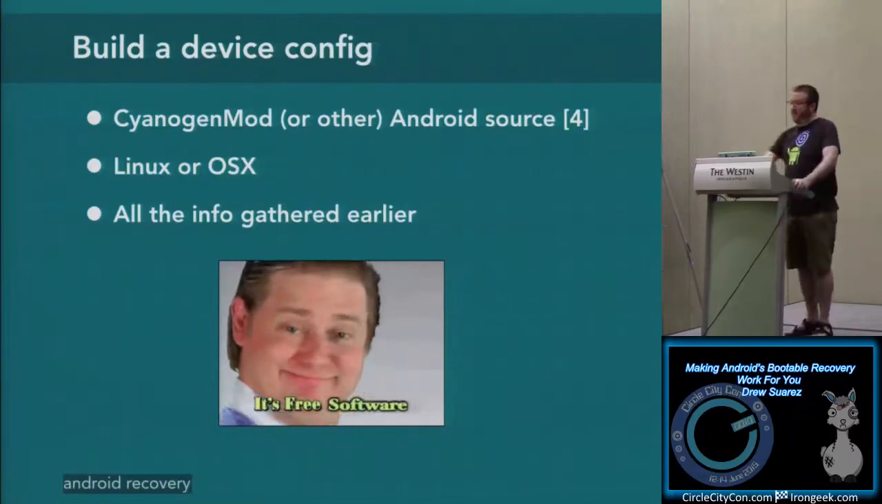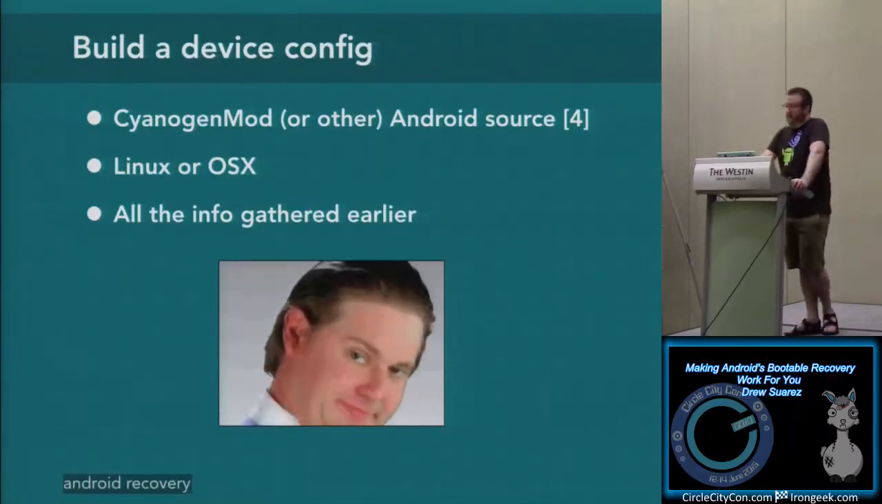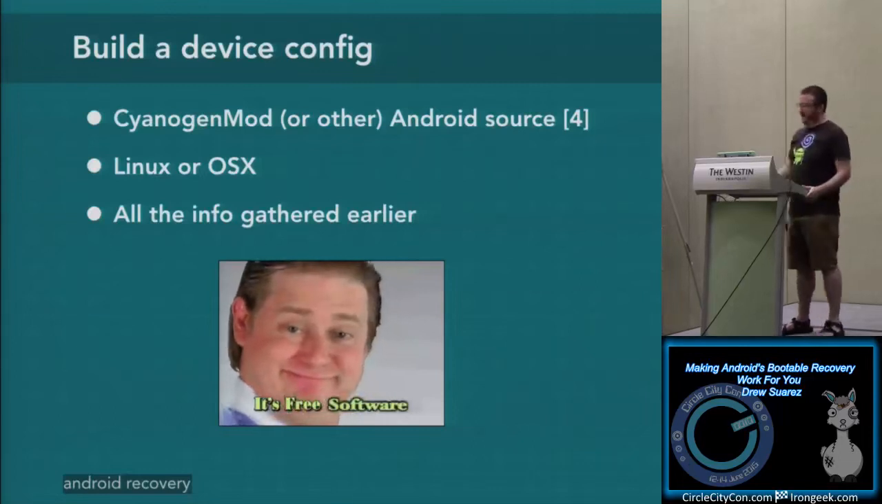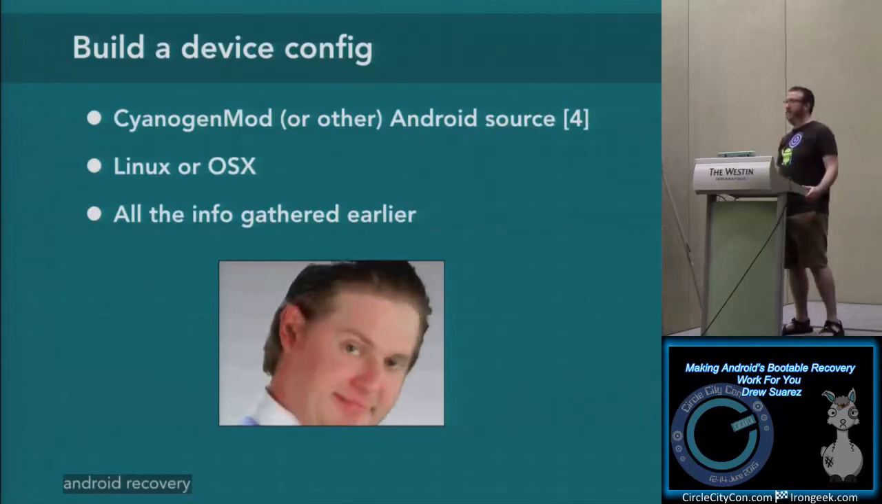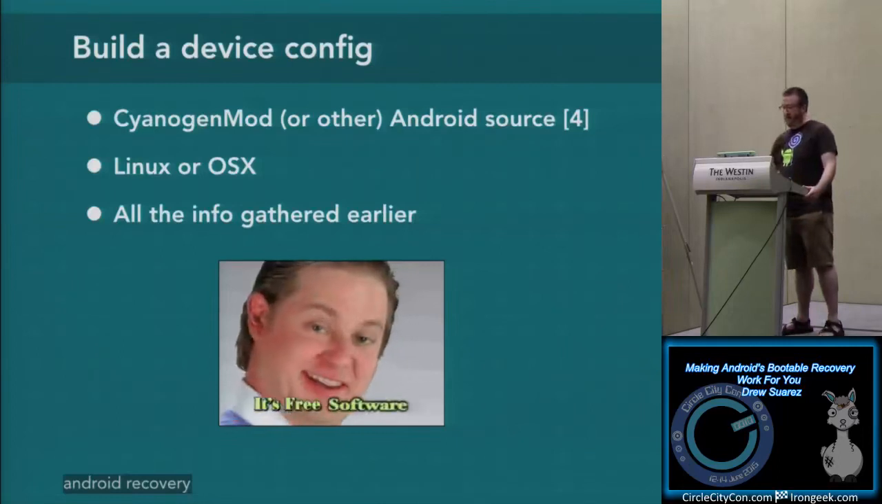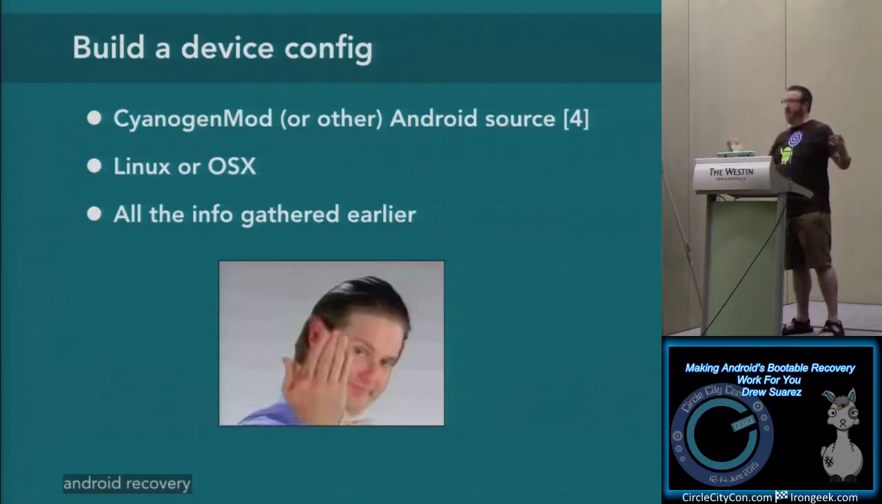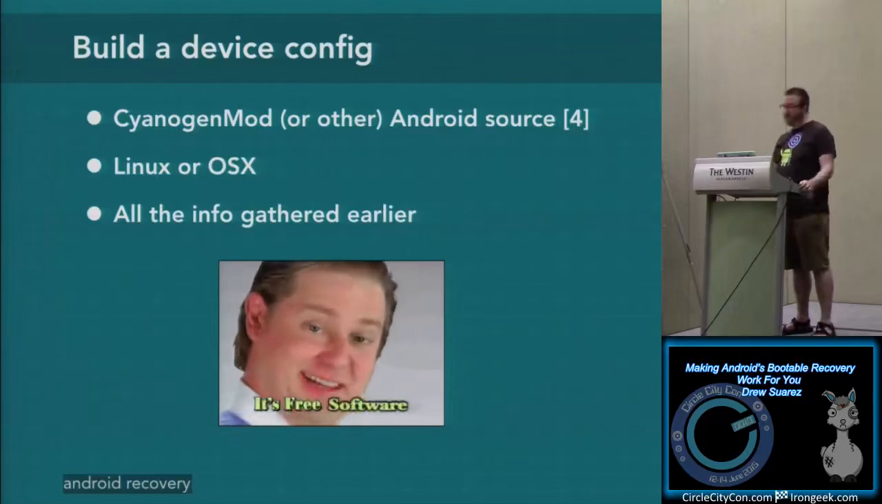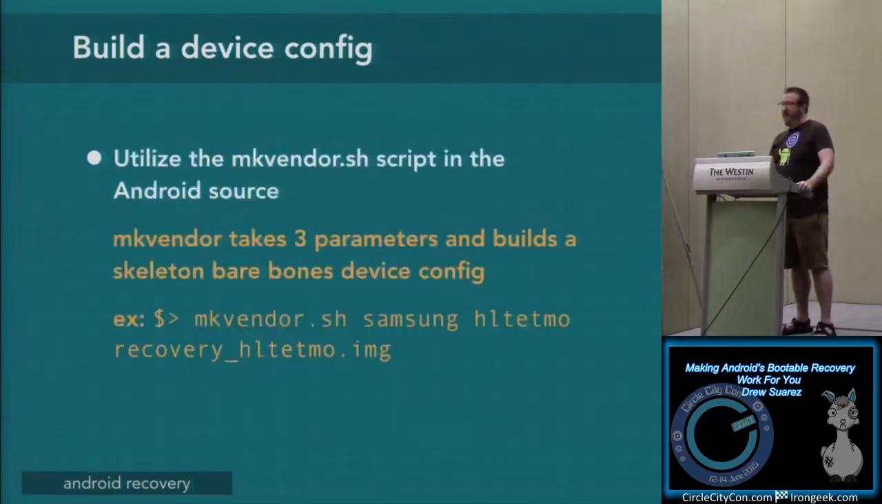This will all come with bootable recovery. You're going to need something like Linux or OS X. You could do this in Windows via Cygwin if you really hate yourself, but I don't recommend that. And all the info we've been talking about, all the stuff we've gathered earlier, you're going to need to build here. So there's a handy file that comes in the Android source called make_vendor. And make_vendor takes 3 parameters, and it builds you a basic combo.